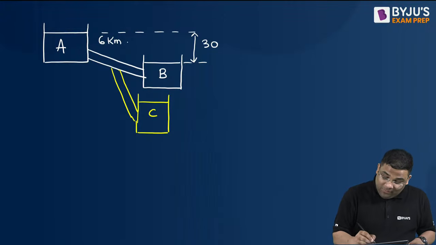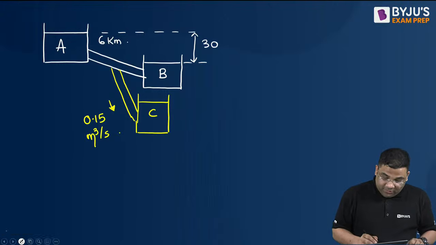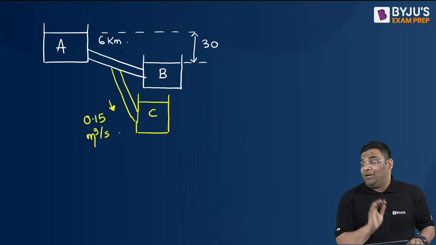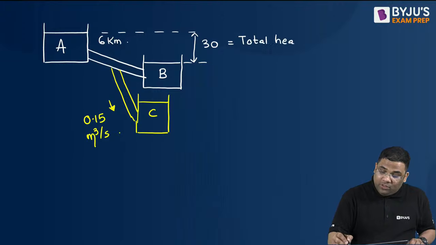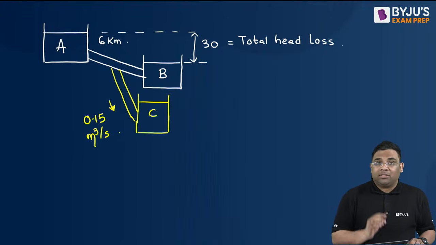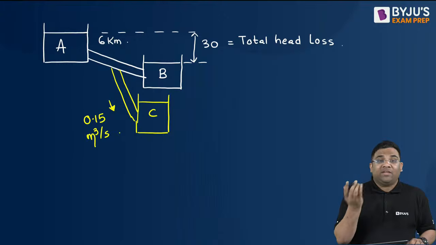So here this discharge is given as how much? 0.15 meter cube per second. Now how to solve this question? Very easy. First of all, if you consider from A to B, the total head loss is this one, right? And they have told us to ignore the minor losses. So the major loss only remaining is friction loss.